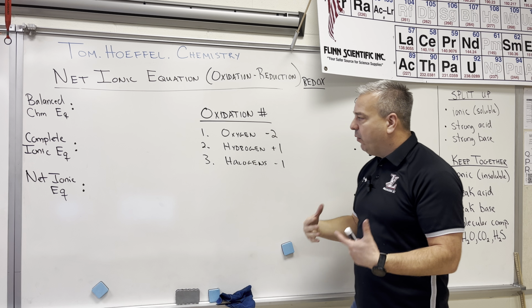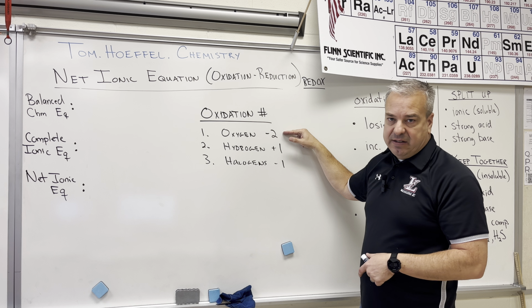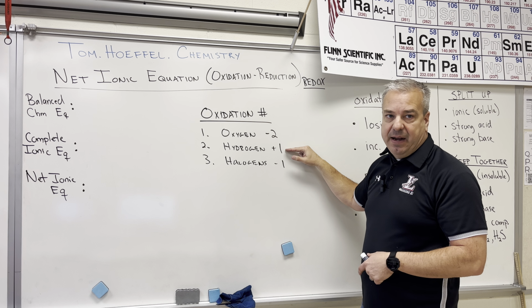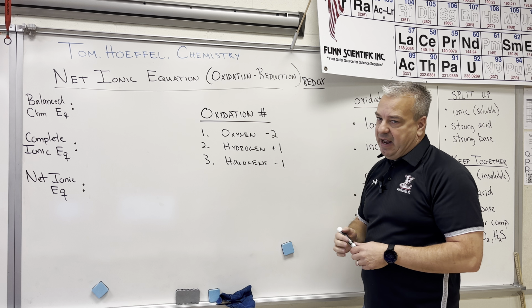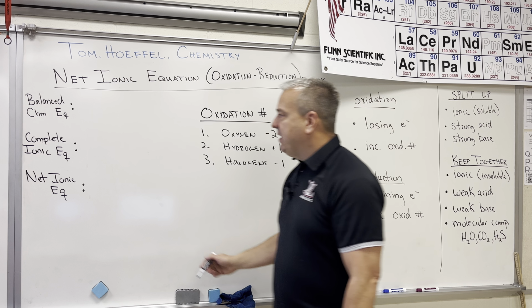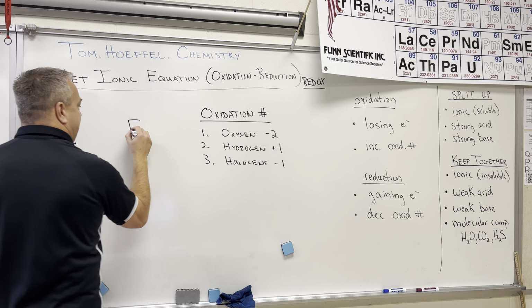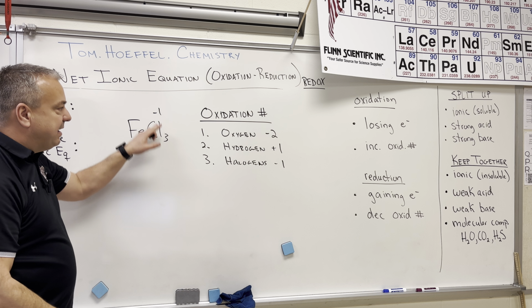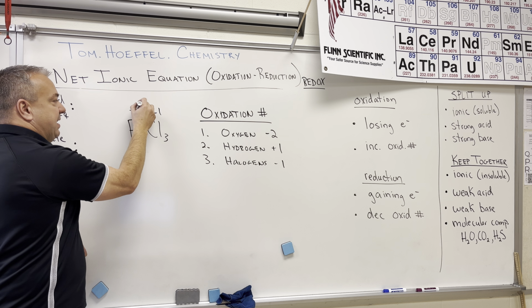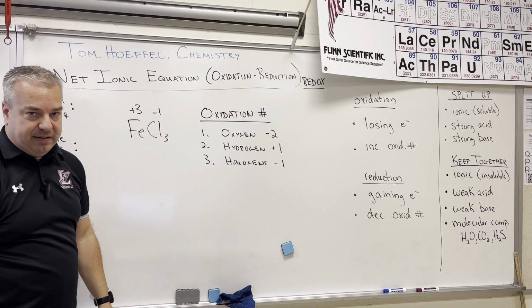So we have this priority system where we assign oxygen as a -2, then hydrogen a +1, and then the halogens as a -1. So, for example, let's say I had this compound FeCl3, and I wanted to assign some oxidation numbers to it. No oxygens, no hydrogens, but I do have a halogen as a -1. And if I have 3 chlorines that are -1, that means that the iron would be a +3.